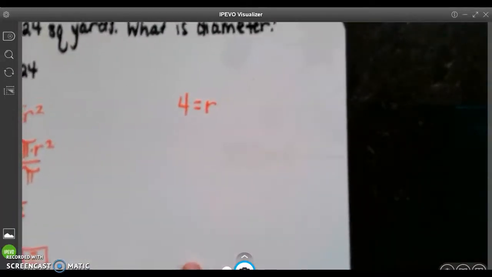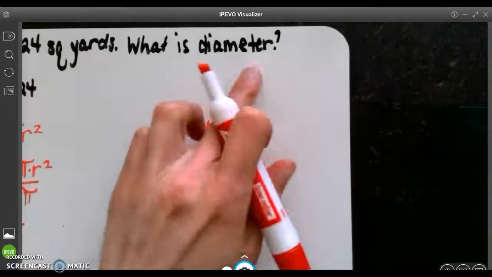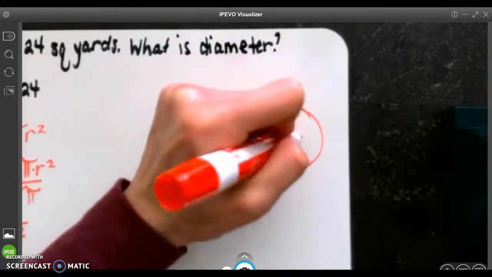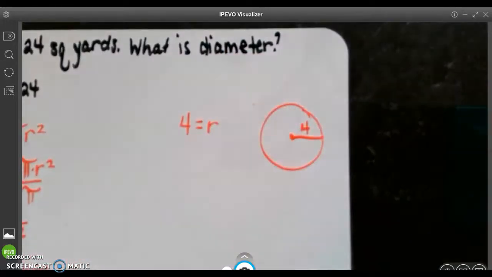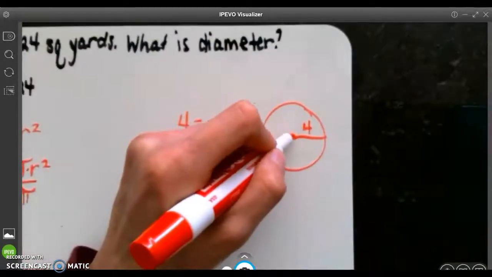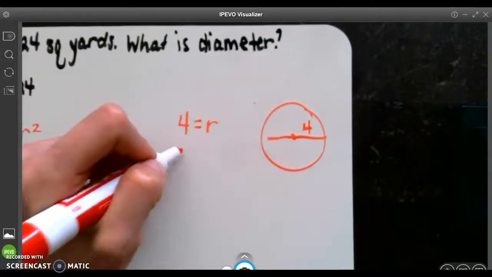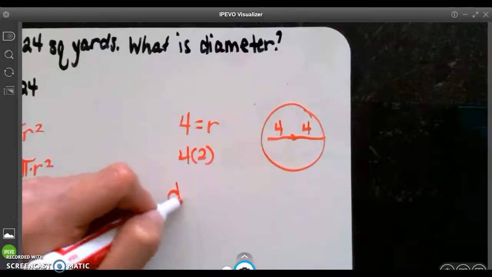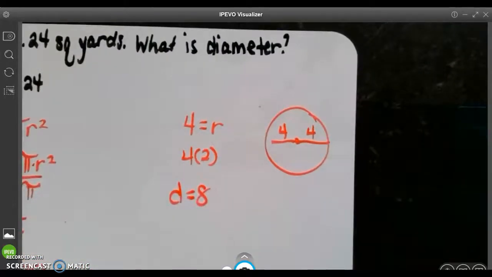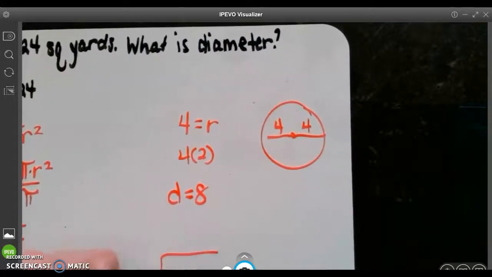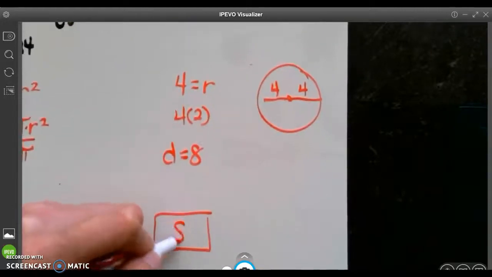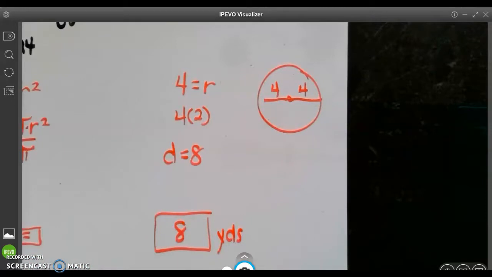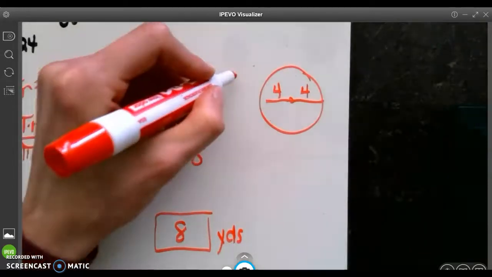But it's asking what is the diameter. And so remember, radius is only half of the diameter. So I need to double that. I need 4 times 2, or 4 plus 4, and my diameter equals 8. So again, the box on IXL will be there. You'll put 8 in, and it'll have yards already labeled for you. So don't forget to do this part.